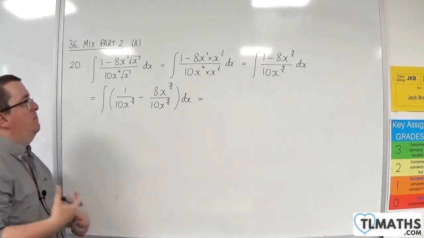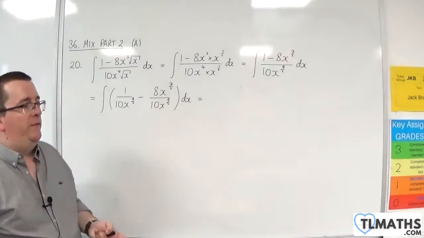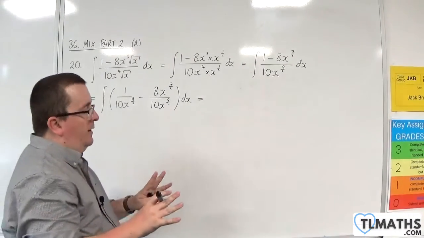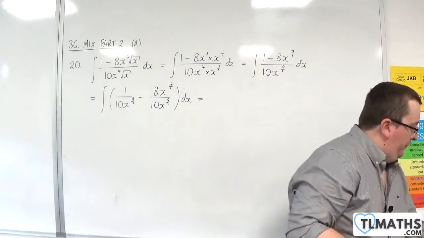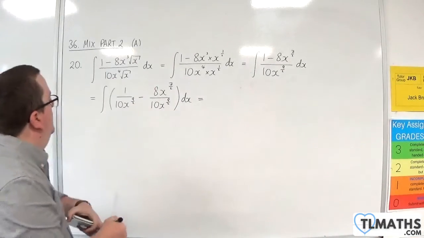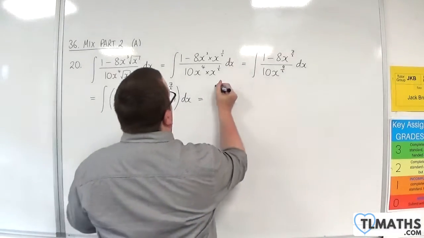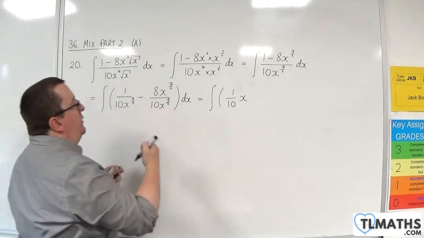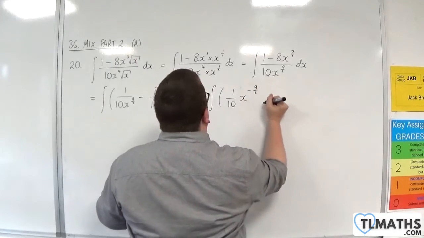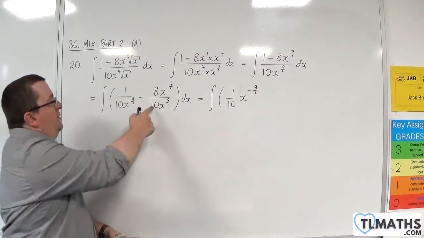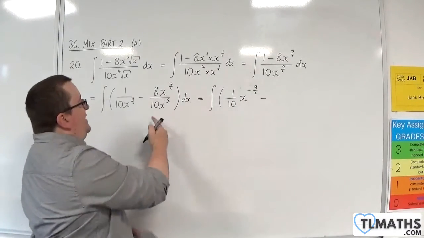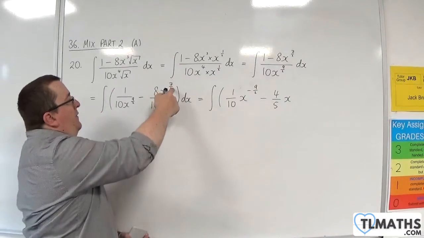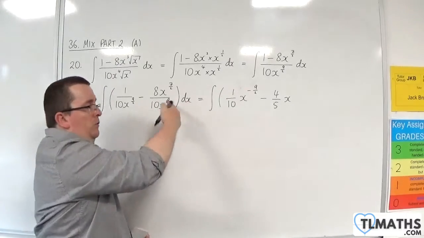So I'm taking more steps than I probably naturally would if I was doing it myself. And don't worry about doing this, about taking more steps. That's perfectly fine. So this first term I can write as 1/10 x to the minus 9 halves. This second term, take away 8/10, so 4/5, x to the power of, right, I've got 7 halves, take away 9 halves, which is minus 1.